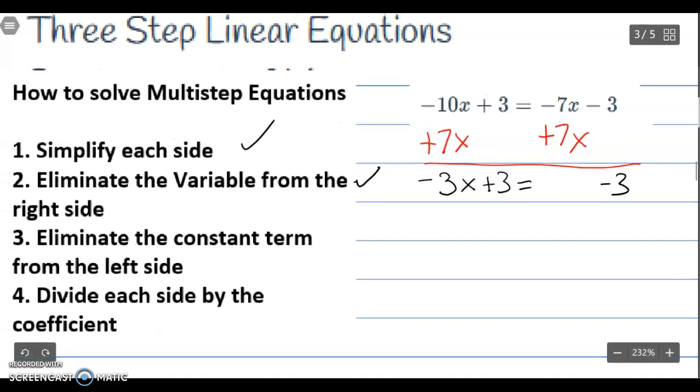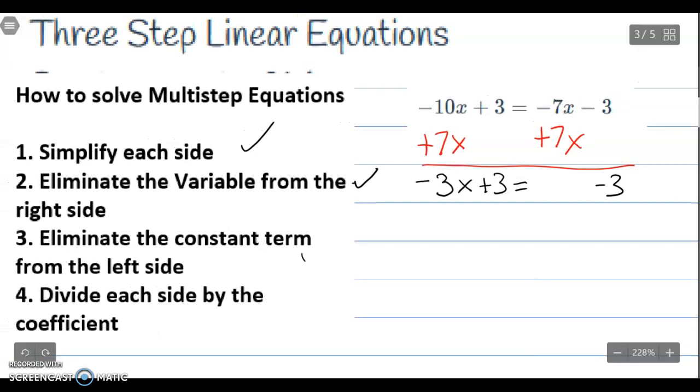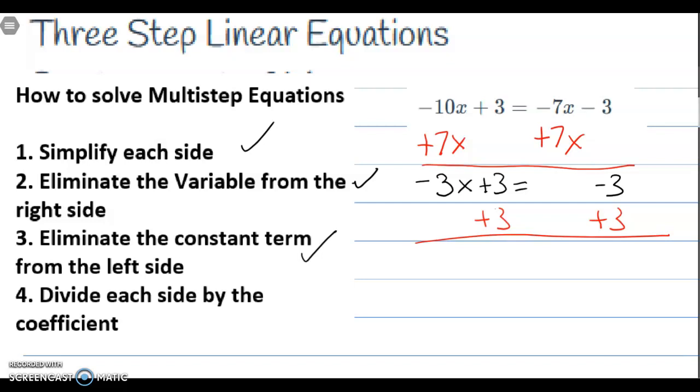The next step is to eliminate the constant from the left side. So the constant on the left side is this positive 3, okay? And to eliminate it, we're going to do the opposite. We're going to add 3 on both sides. Okay, and once we do that, our equation will keep getting simpler here. So here, actually we're going to do the opposite here. Messed that up. This should be negative 3. So do the opposite of adding 3, which is minus 3.